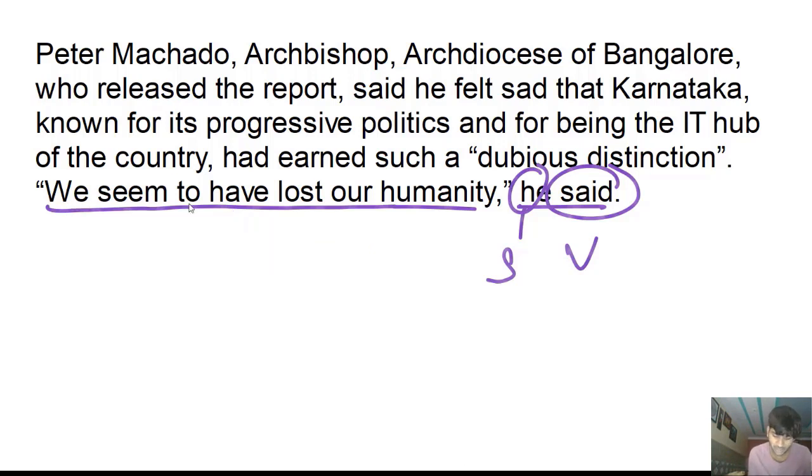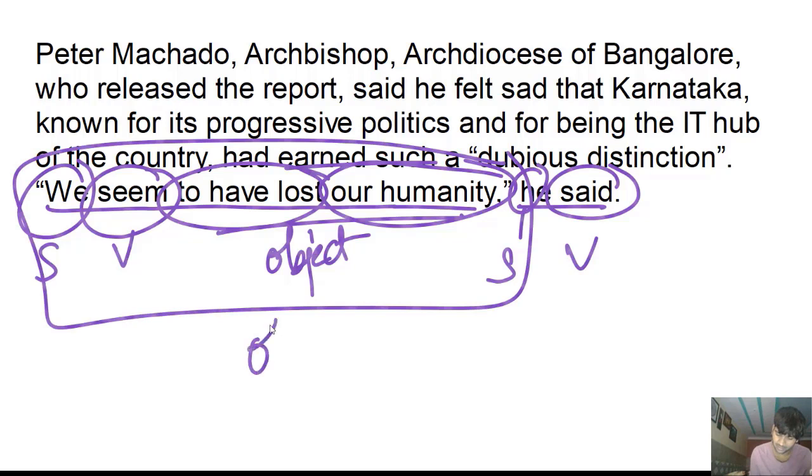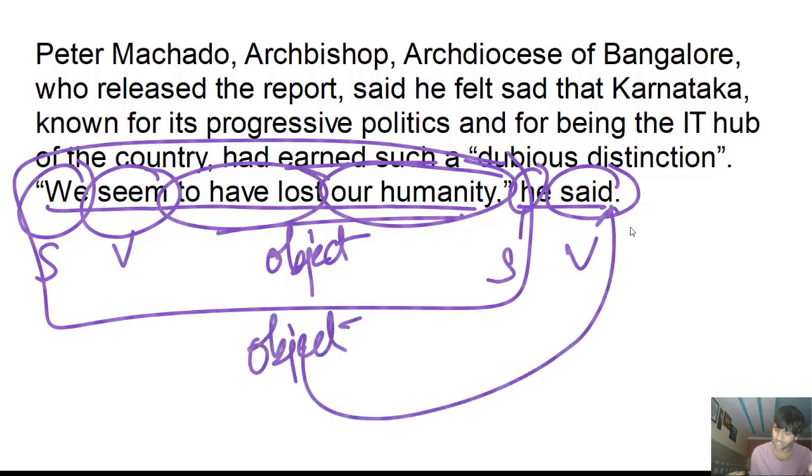Now in this object, we is the subject. We seem to have lost, right? So to have lost is an infinitive, in the past, perfect form. We seem to have lost what? Our humanity. Subject, verb, and this entire infinitive phrase is the object, and this entire thing is working as the object of the verb said. He said what? We seem to have lost our humanity, he said.